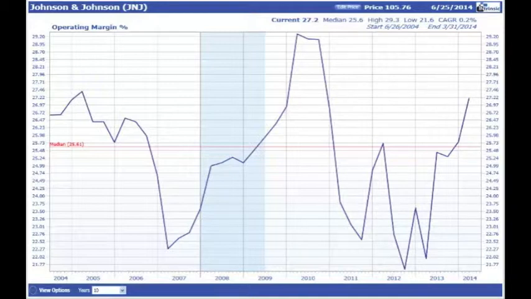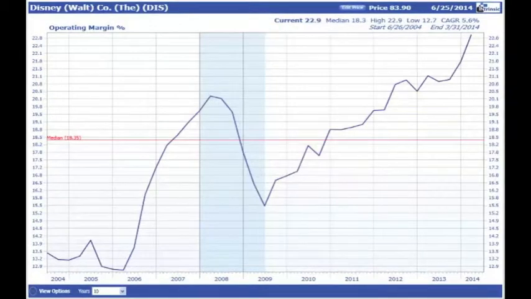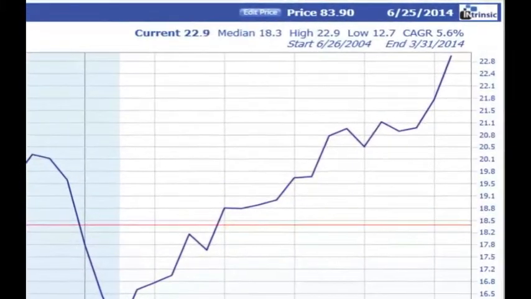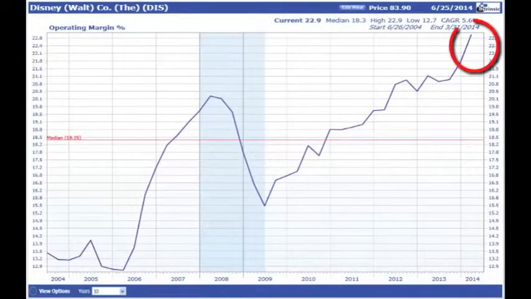taxes, and non-recurring items. Operating margin charts are useful to view a company's current profitability in relation to historical levels and through different economic cycles. For example, a company with an operating profit margin of 22.9% when compared to the 10-year median operating profit margin of 18.3% would imply that the company is more profitable now as it is contributing more of each dollar to the bottom line than it has in the past.